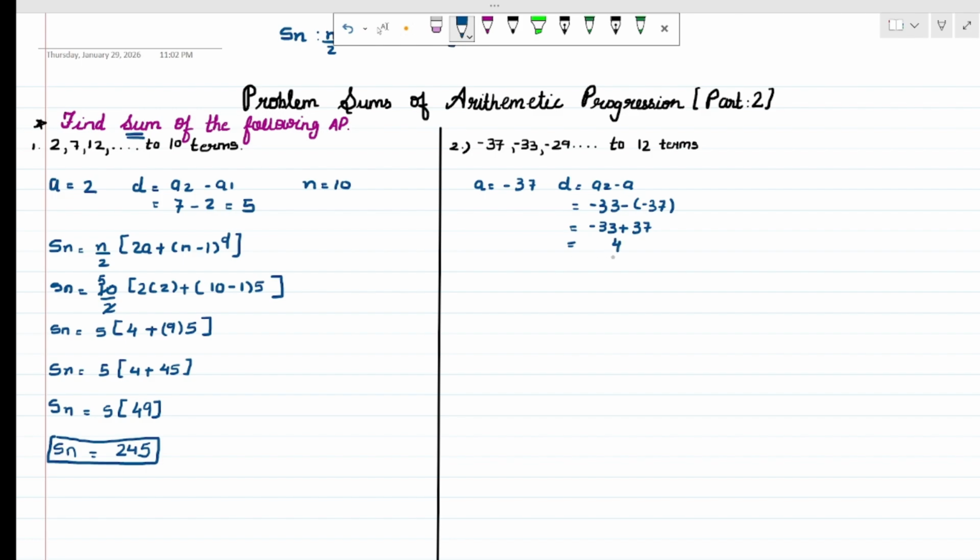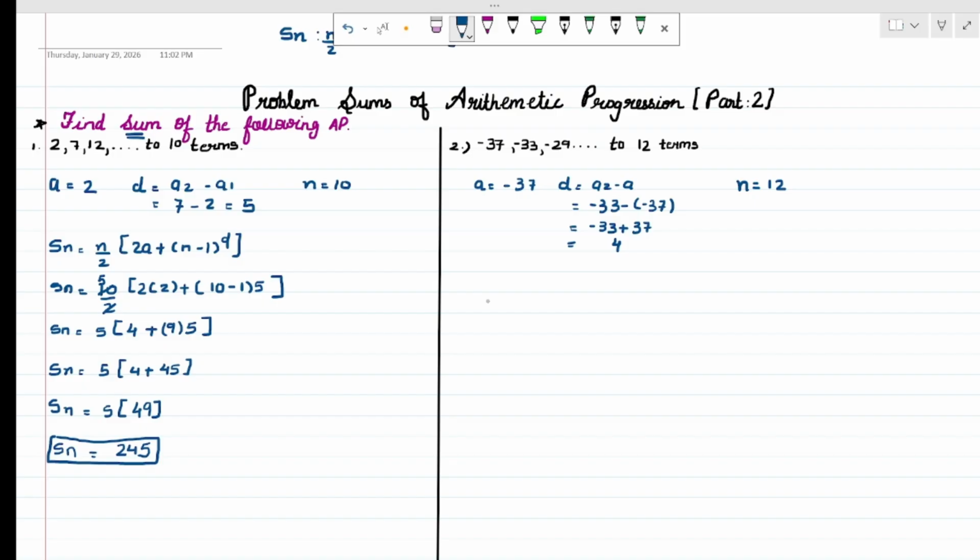So you will get your answer as 4, but your positive number is your larger number. That means your D value will be positive 4. And what is your N? Your N is 12. So write N is equal to 12.